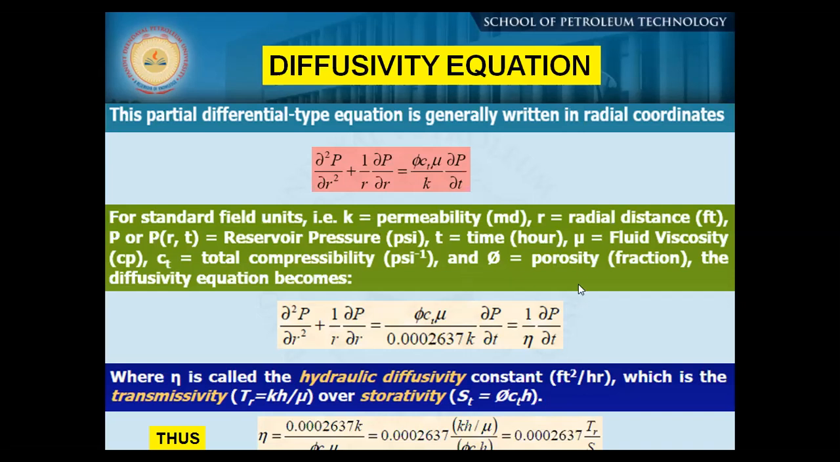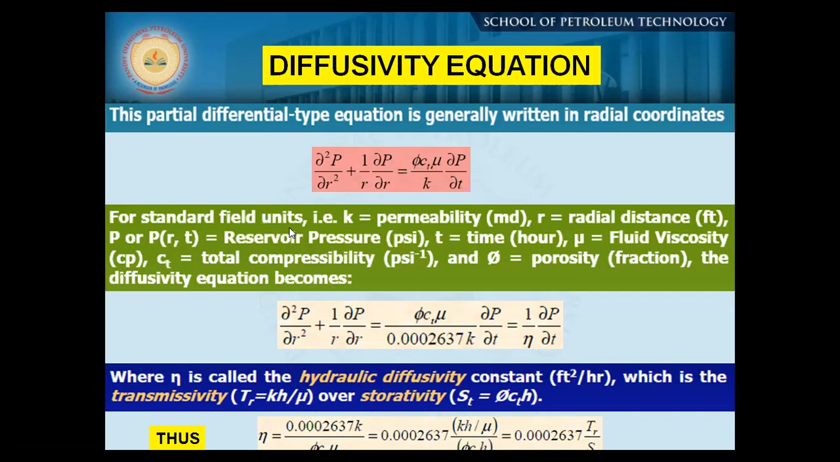Okay. So what is the diffusivity equation? If you just go through the equation, it is nothing but a partial differential type of equation, generally written in radial coordinates. Okay, so this is a diffusivity equation which takes everything into consideration. The Darcy equation is solved for this only. Okay, so this is the final diffusivity equation for understanding the flow in our reservoir.